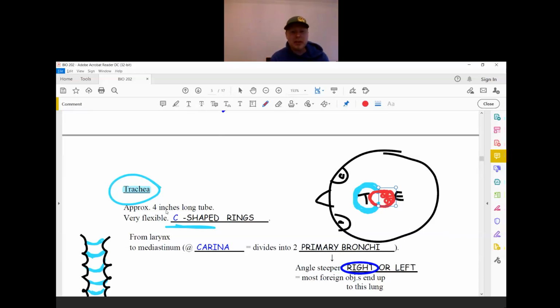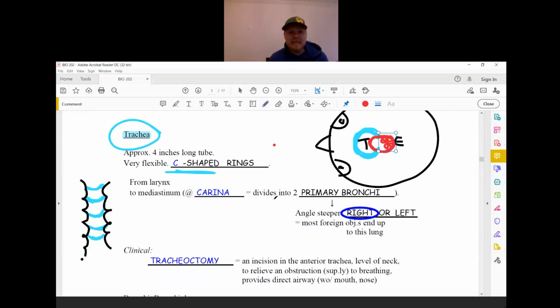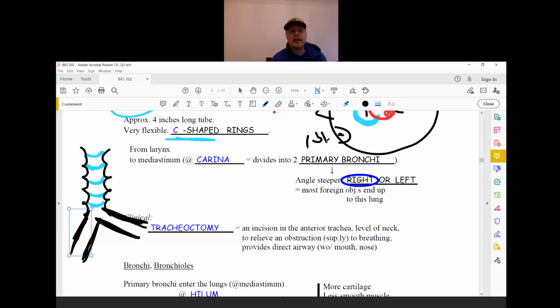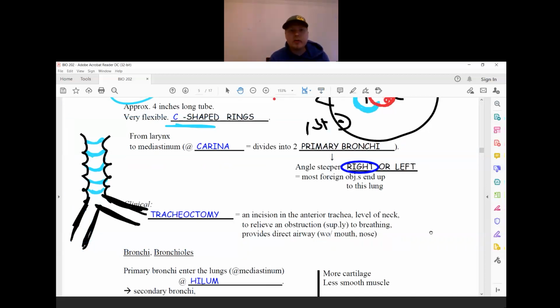Well, if we keep looking at the trachea, let's change the color of the pen. At the end, we notice that the trachea divides into two primary bronchi. These are the first bronchi, so we know them as primary bronchi. This is the spot where the trachea divides into two.